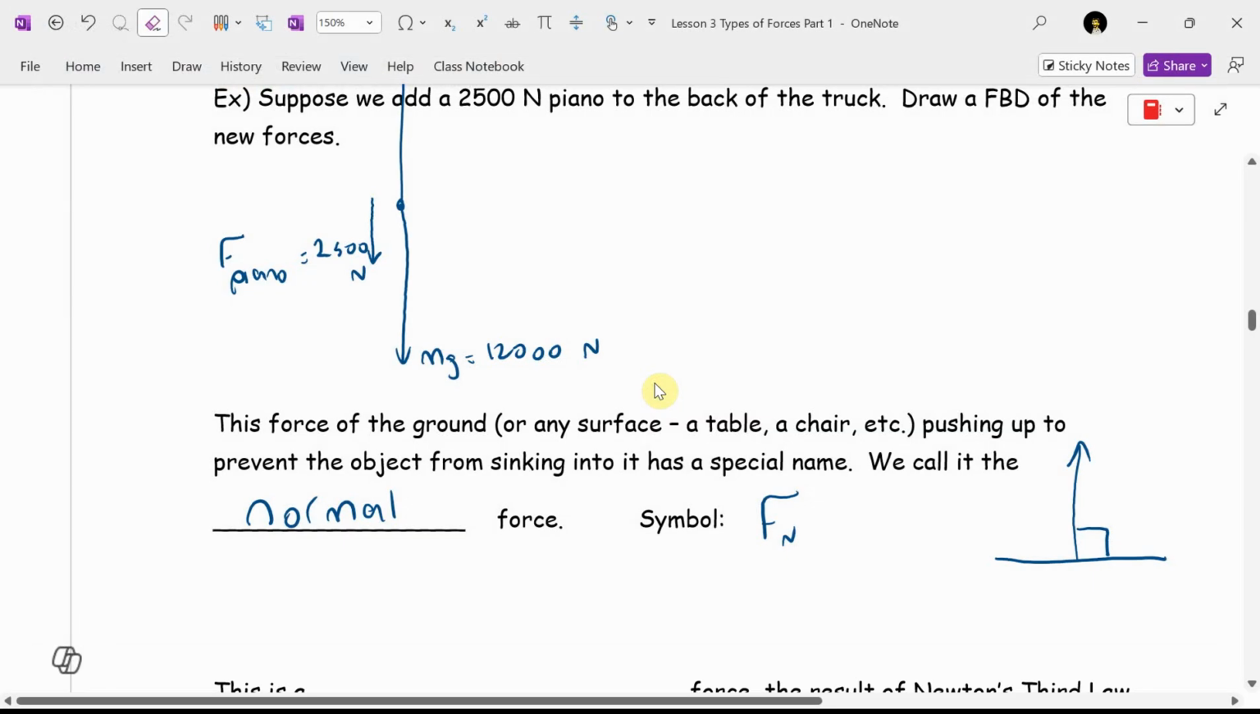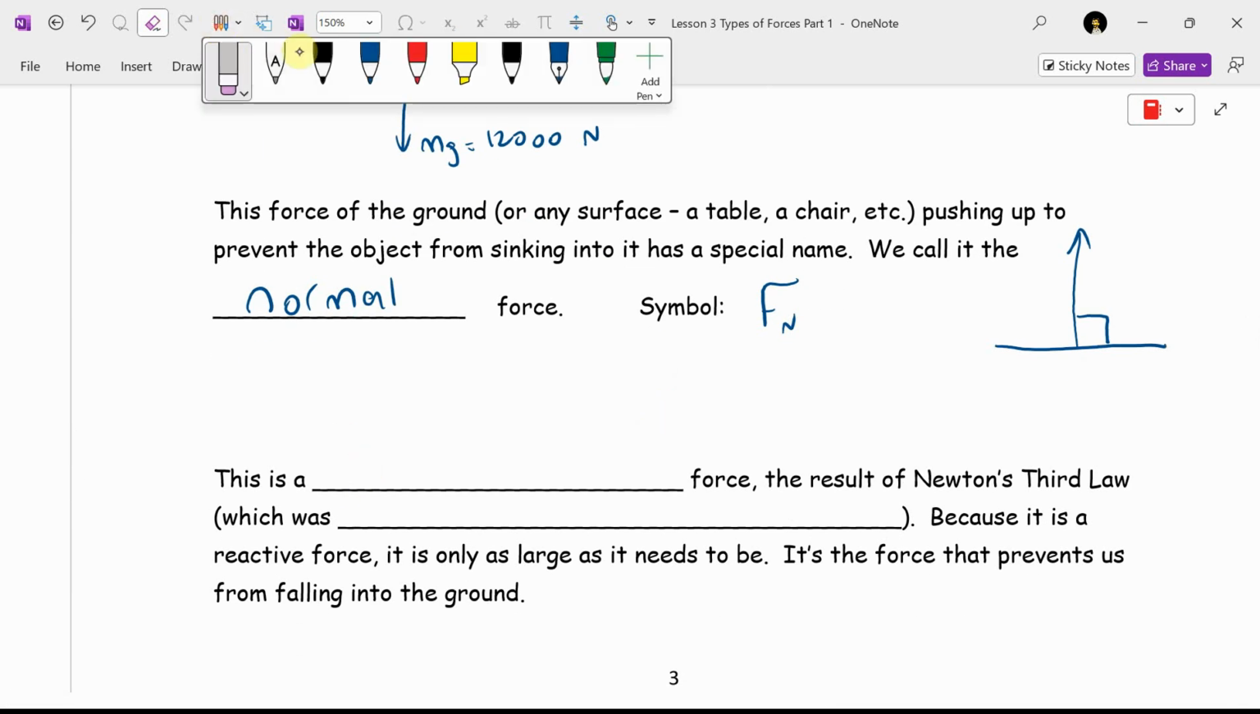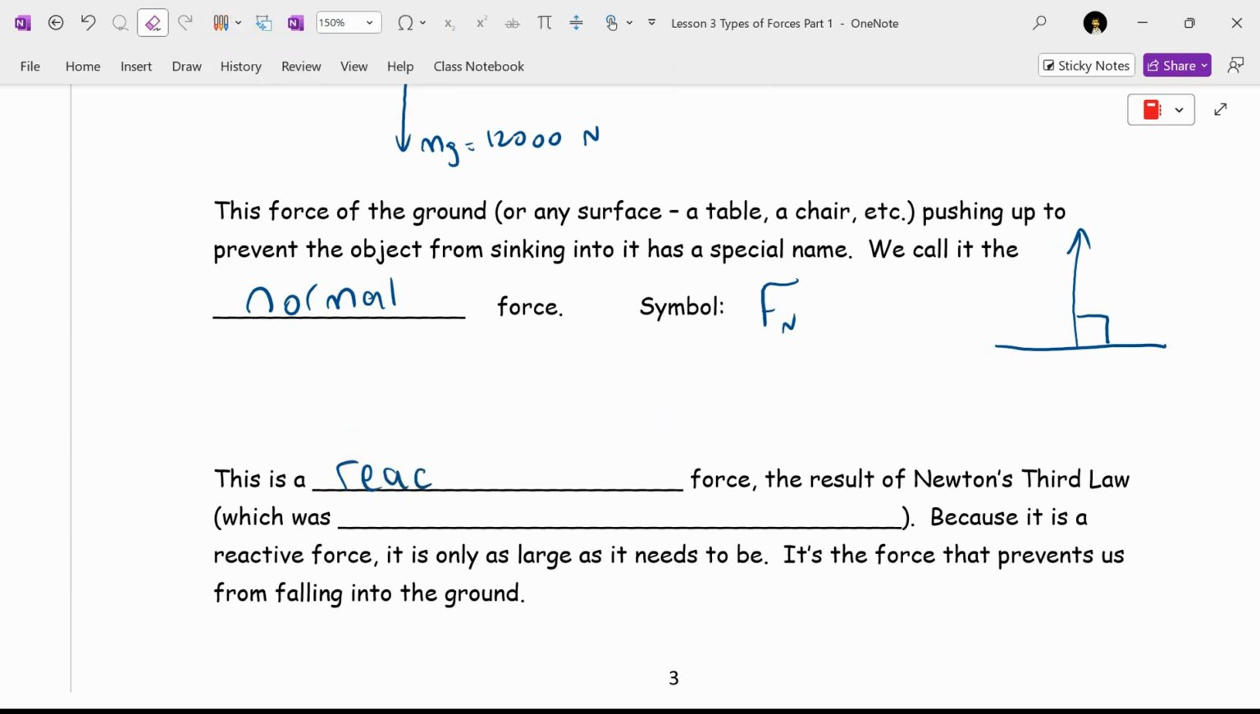Alrighty. The normal force, how hard the ground pushes up, is a reactive force. What does that mean? It's a consequence of Newton's third law. What was Newton's third law? It's okay. I didn't tell you to memorize it. I'll give you a hint. Forces come in pairs.